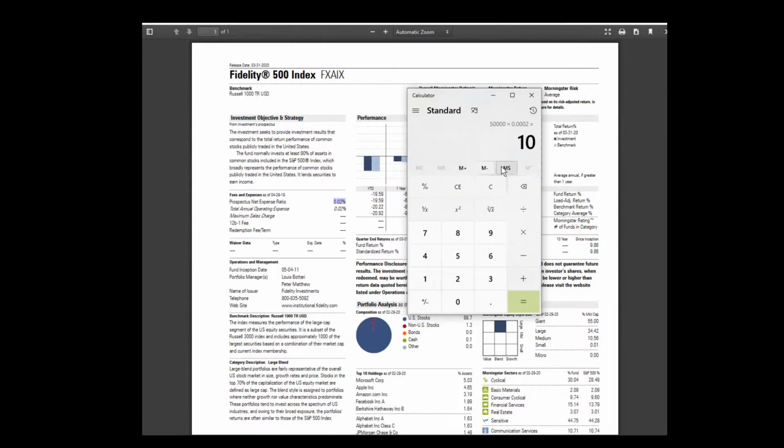So what this means is for every $50,000 you have invested in this fund, you are only paying $10. So you are paying a $10 fee per year for these guys to invest in the entirety of the S&P 500 so that you don't have to go in and invest in all 500 companies at the same time, which to me is a very good deal. So you're paying ridiculously low fees here.